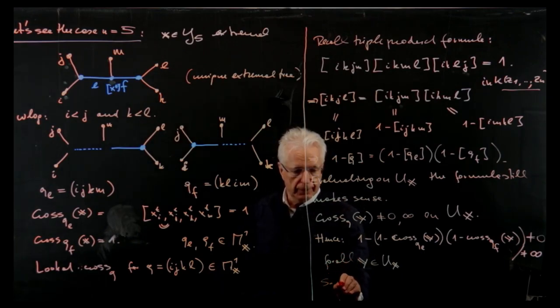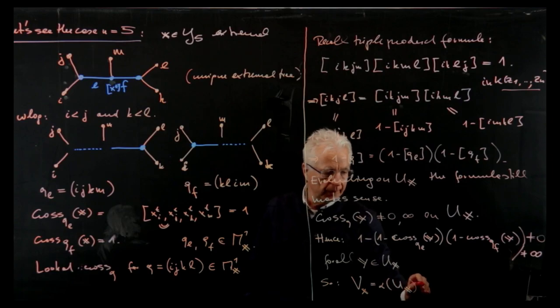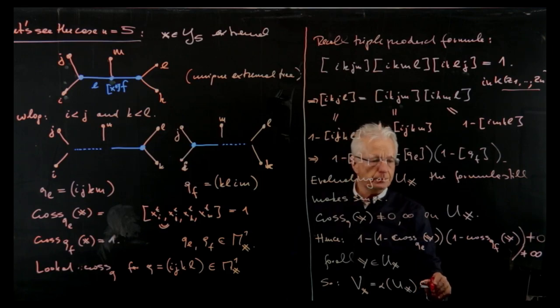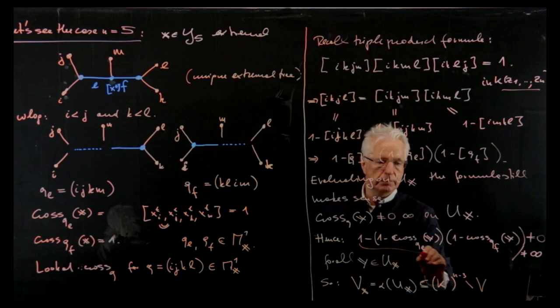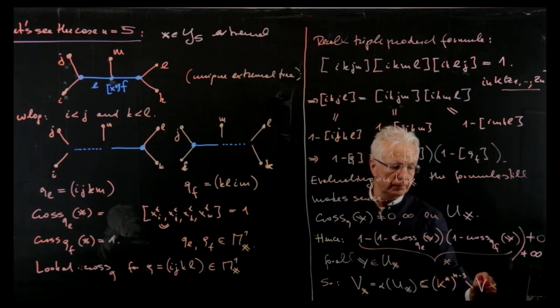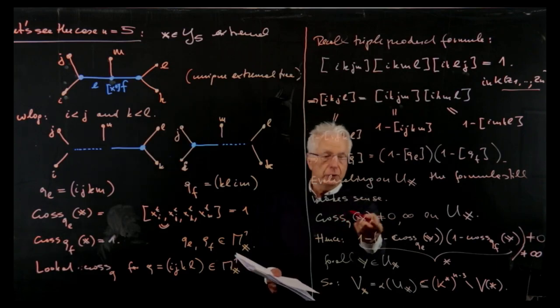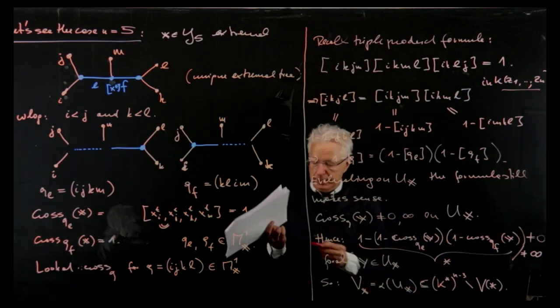Hence V of X, which was alpha of U of X, will be contained in this subset. Okay? So in, I don't know how to write it, k star to the n minus 3 minus the zero set of all this. So as you express the cross ratios in terms of the edge cross ratios, you will get expressions, and they describe the image of your chart map.